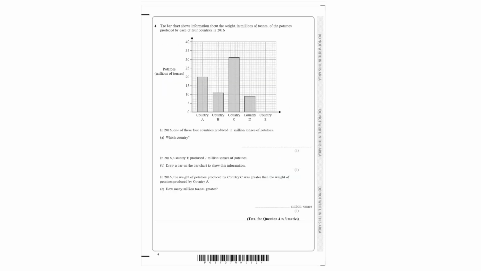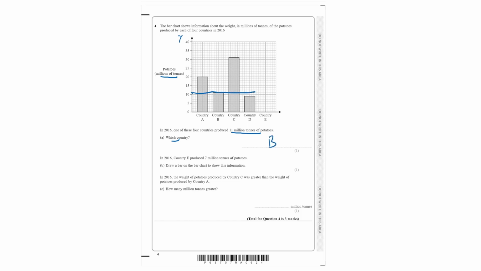Question 4. The bar chart shows information about the weight in millions of tons of the potatoes produced by each of the 4 countries in 2016, given to the key of millions of tons. In 2016, one of these 4 countries produced 11 million tons of potatoes. Which country was it? So first off, we have to look at the y-axis and look for the number 11. It has to be here after 10. And we draw a line perpendicular to that. We can see that only one country meets that requirement, and it's country B.